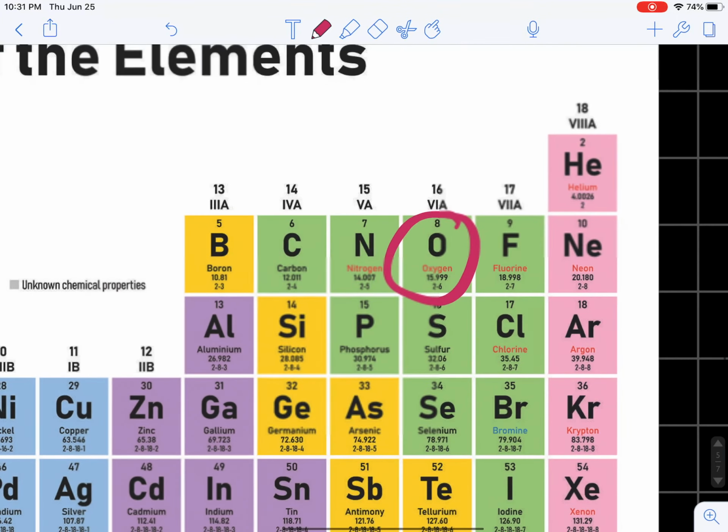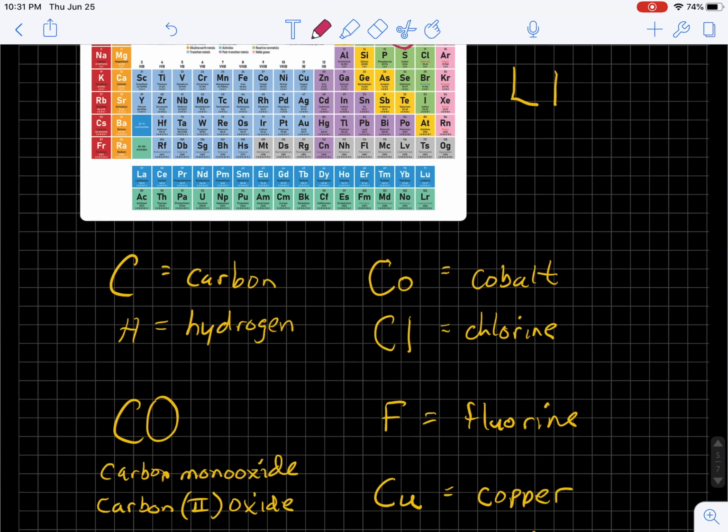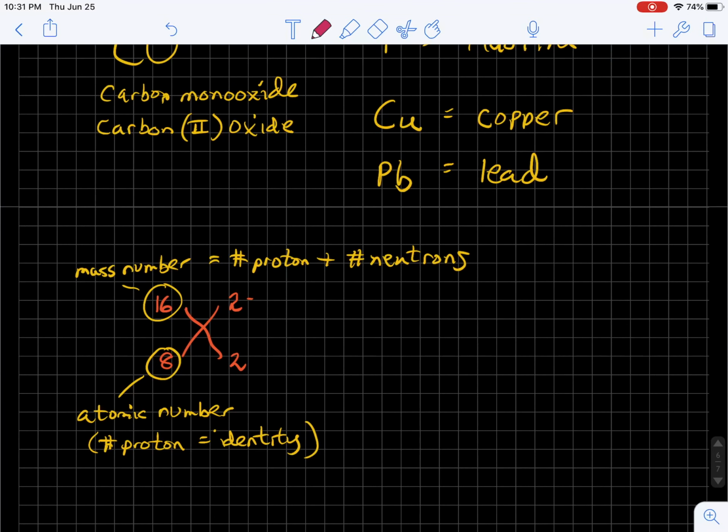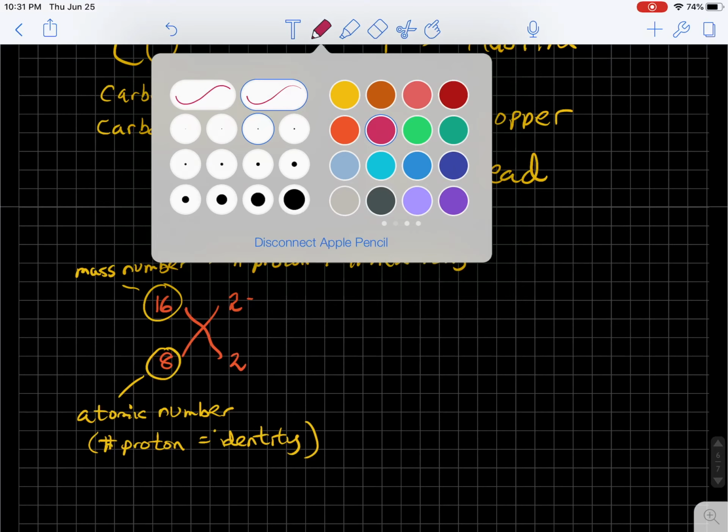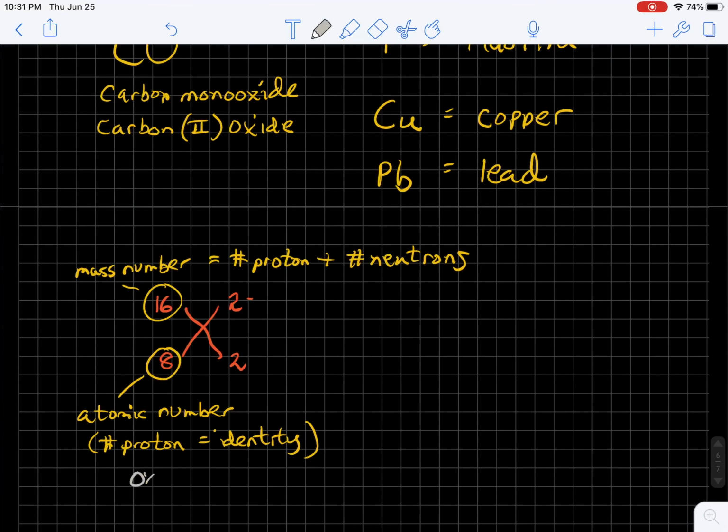So not only does that give us the identity on the periodic table, but that number right here represents the number of protons. So now we know that this particular particle is oxygen. Okay.